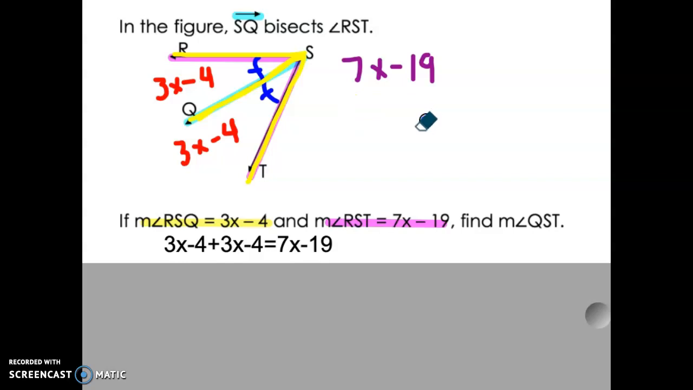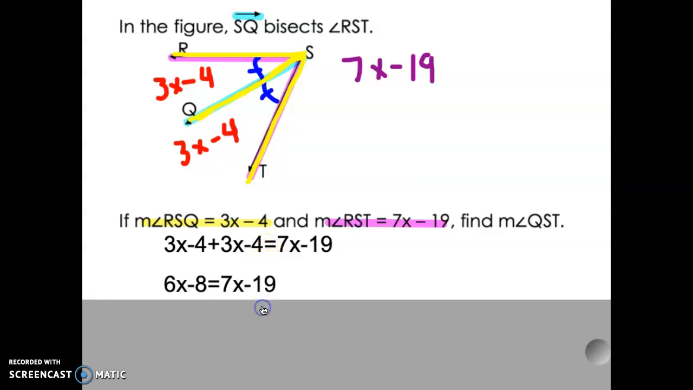So now we have our equation, we can go through and use our algebra skills to solve that equation for x. So the first thing we want to do on the left-hand side is combine like terms. So 3x plus 3x is 6x, negative 4 minus 4 is negative 8. So when we combine like terms, we get that 6x minus 8 is equal to 7x minus 19.